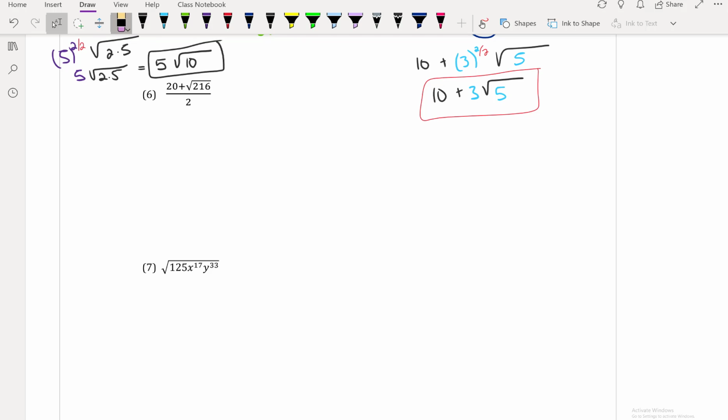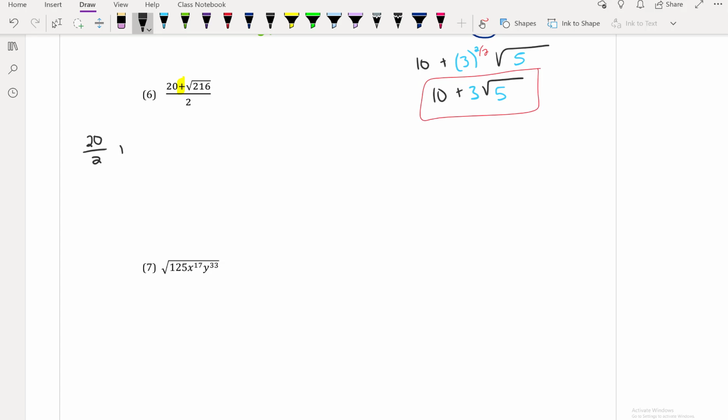Now, let's take a look at number 6. So if I'm looking at number 6, what this is really saying is that I have 2 fractions. Even though it looks like 1, it's really a 2. And the reason I know that is because of this addition sign. Okay, so that means 20 divided by 2 plus the square root of 216 divided by 2. So I'm going to go ahead and rewrite it as such.